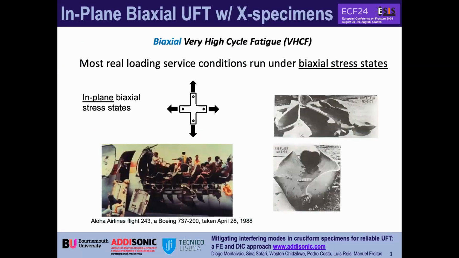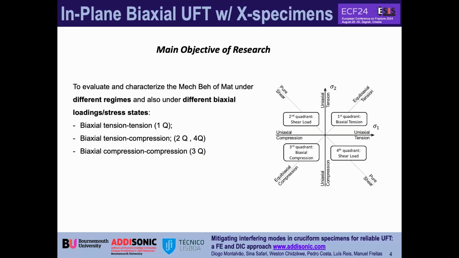So just a brief introduction and the objective. We know that in most cases, under real surface loading conditions, we are running under biaxial stress states, and in particular, in-plane biaxial stress states, as in these two well-known examples. The objective of the main research of our group is to characterize the materials under different regimes and also under different biaxial loading stress states.